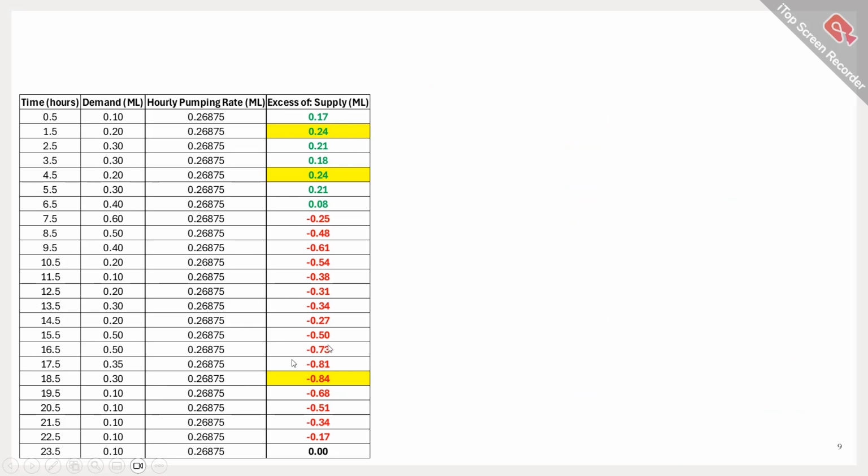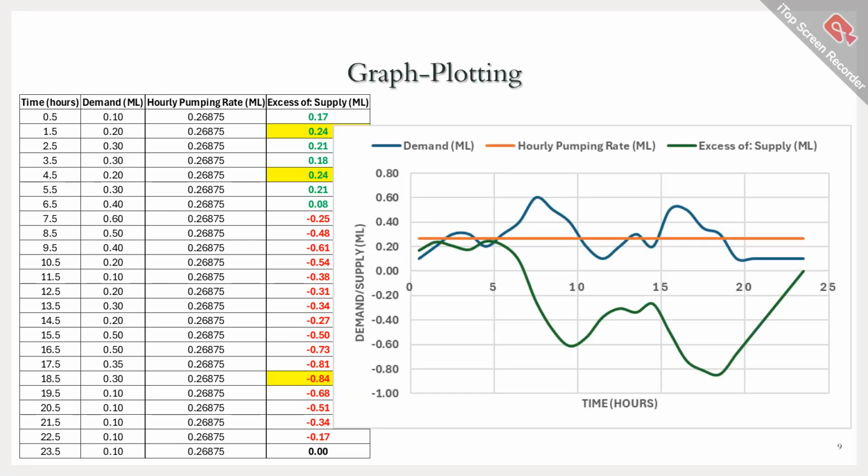So the modified chart is like this way. Now we have plotted a graph. So the graph is your demand or supply in megaliters or million liters versus time in hours. So it runs from 0 to 24 hours. You can see how the data is varying.